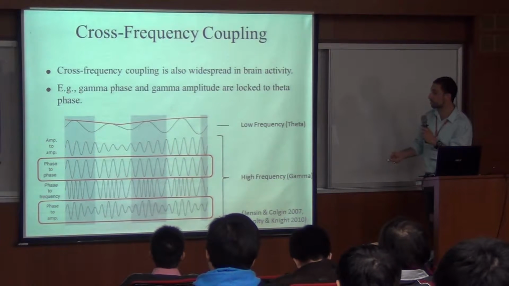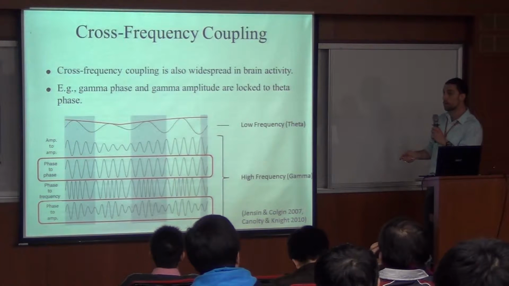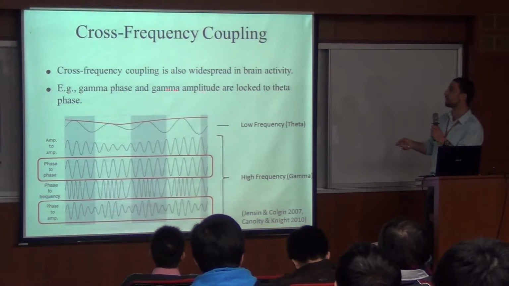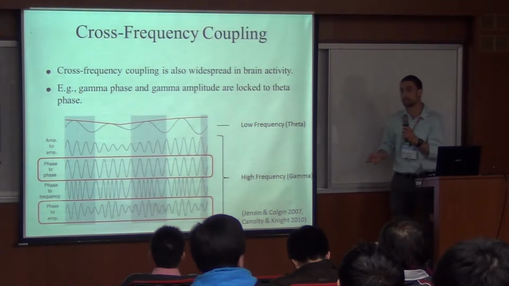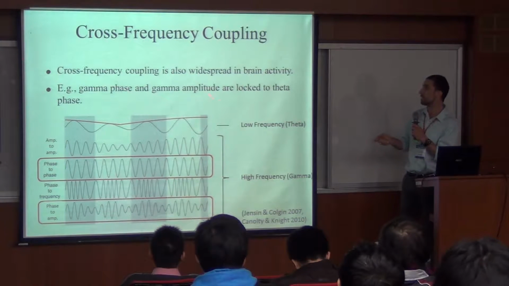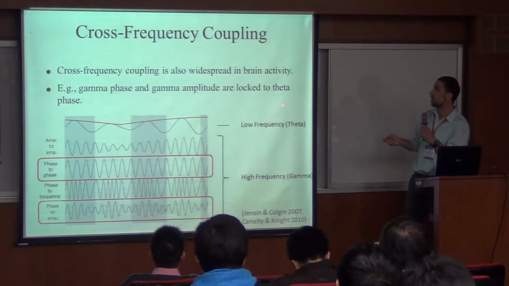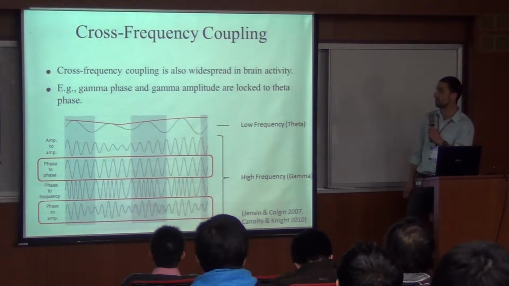This kind of cross-frequency coupling is most robust and was first discovered between theta and gamma frequencies. And it turns out that both the phase and the amplitude of gamma rhythms are often locked to theta phase.